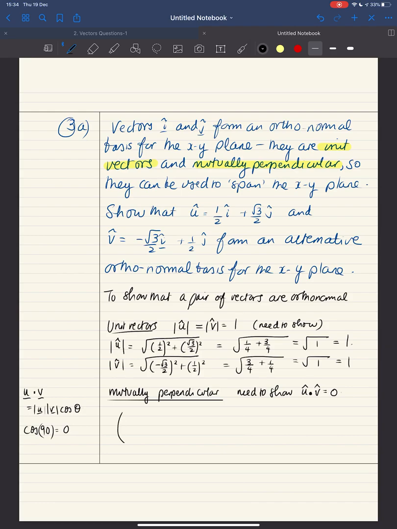So we've got a half, root 3 over 2 dotted with minus root 3 over 2, a half. So it's a half times minus root 3 over 2 plus root 3 over 2 times a half. So it's minus root 3 over 4 plus root 3 over 4, which equals 0. So they are unit vectors, they are mutually perpendicular, so we can say hence orthonormal.